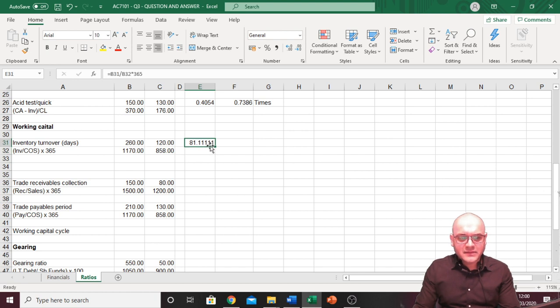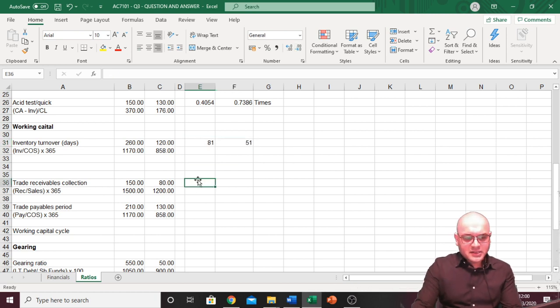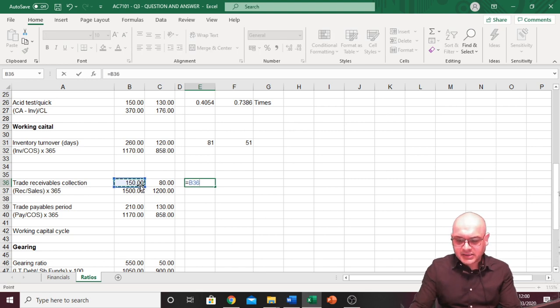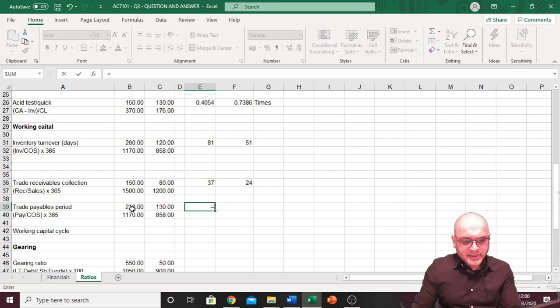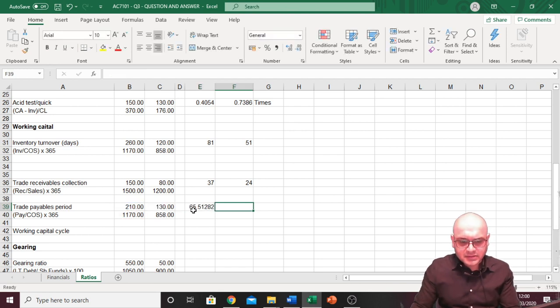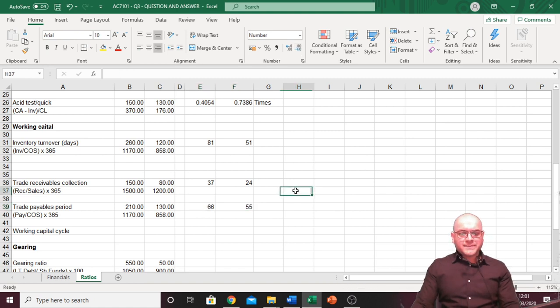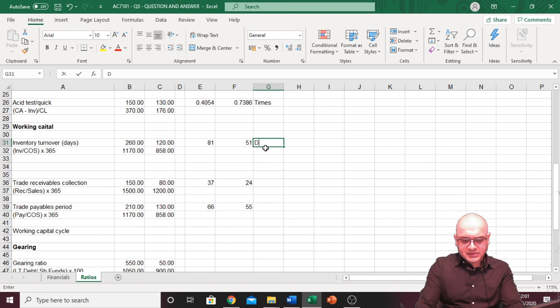Bring it to the right, make it smaller, round figures. Receivables, that divided by that, times 365. Bring it to the right, make it smaller. Payables, that divided by that, times 365. Bring it to the right, smaller. Okay, so these are all in days.